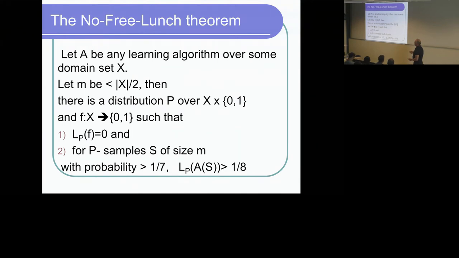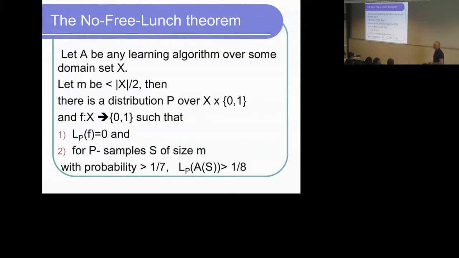For such a sample size, there is a distribution and a labeling rule, such that this labeling rule makes zero error, but your algorithm fails with probability at least 1/7. Its error is bad, is worse than 1/8. Okay, so let's read this theorem again.